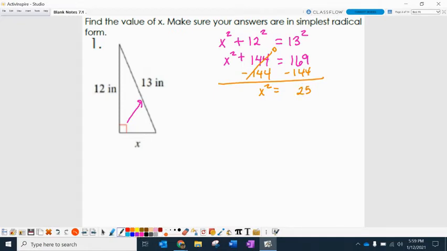Now, we've got x squared equals 25, and we want to solve for x. So how do we undo a square? With a square root. That's right. Okay, those are inverse operations. They undo each other. Now, something super important happens mathematically when you take a square root. You pick up the plus or minus options.